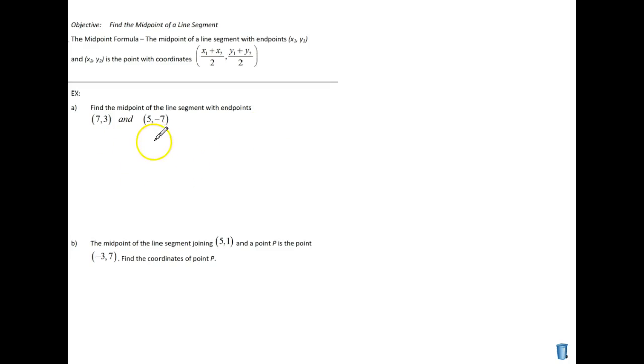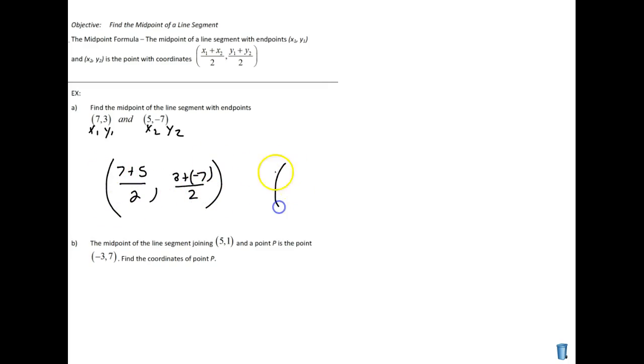It does not actually involve radicals. Okay, so the midpoint formula here says you take your x1 plus your x2 and divide by 2, and your y1 plus your y2 divided by 2. So if I'm going to label my points, the midpoint, which is actually a point, I add my x's and divide by 2, and I add my y's and divide by 2. This becomes a point.